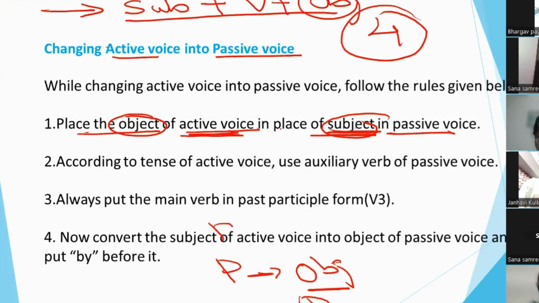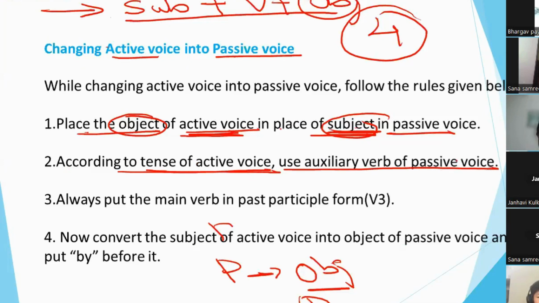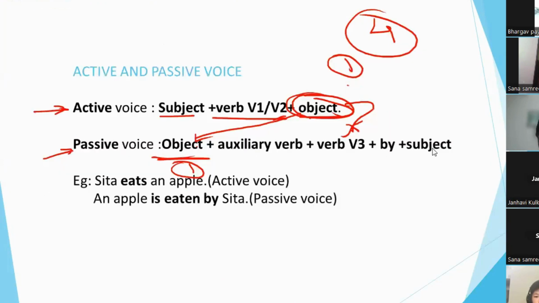Now the second rule says, according to the tense of active voice. What do you mean by that? You have 3 tenses, right? Past tense, present tense, and future tense. The given sentence will be either in the past tense or in the present tense or in the future tense, right? So the second rule says, according to the tense of active voice, you have to use the auxiliary verbs in the passive voice.